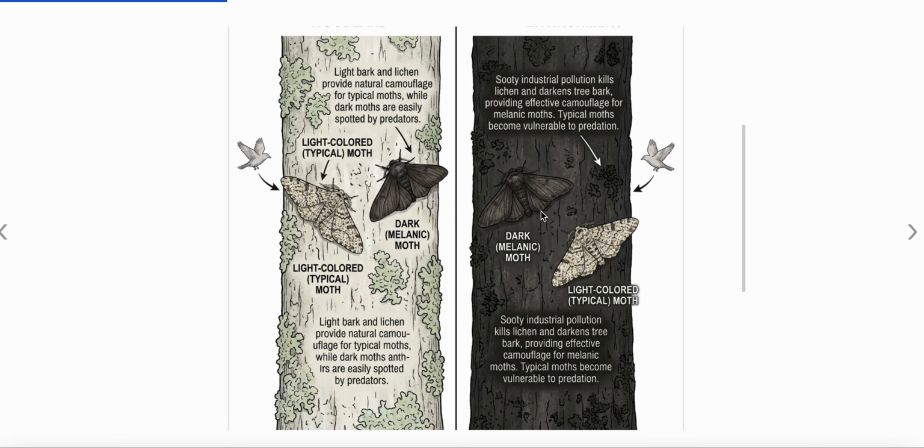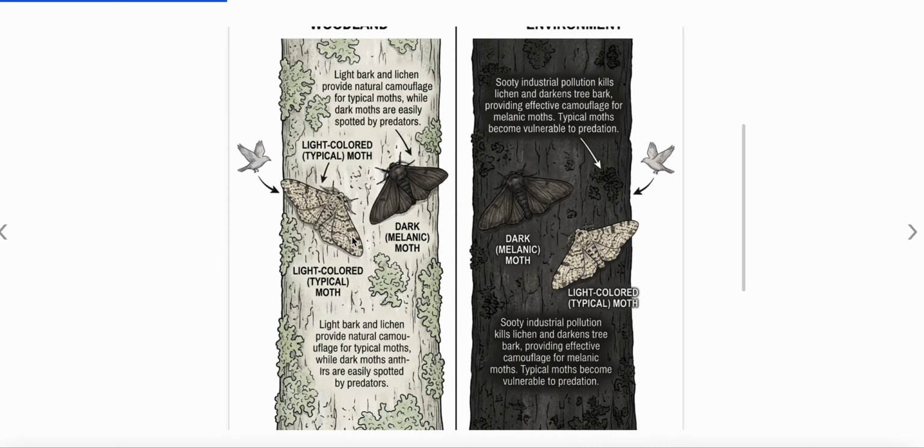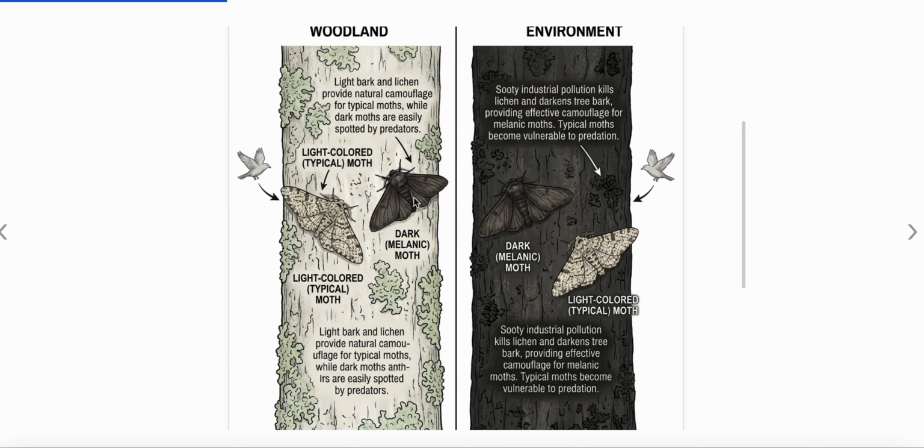Now in the environment there were two varieties of moth. We had a light colored moth, and we also had the dark melanic moth. In both cases we had these, right? Now what was happening during the pre-industrial state is that the dark moth, because it was darker in color, was not able to camouflage with the natural environment, and that's why it was easily spotted by the predators and consumed by them.